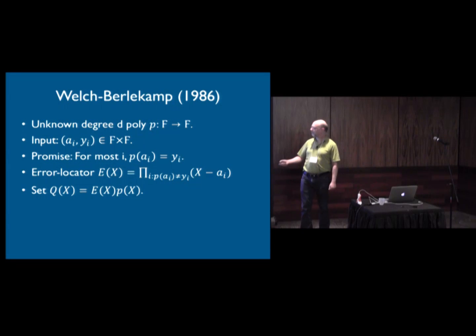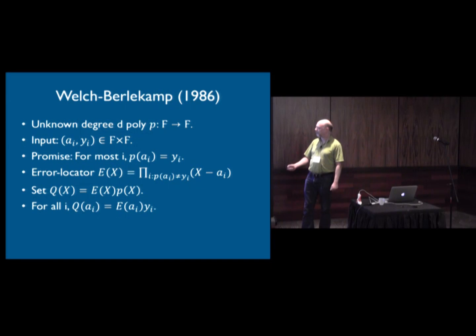And why is that helpful? Well, let's set Q to be the error polynomial times the original polynomial. Now we have an equation that holds for all i. I claim for all i, Q of a_i equals E of a_i times y_i. Why is that? Well, if a_i is not an error, then Q of a_i is E of a_i times P of a_i, and P of a_i equals y_i, so these are equal. On the other hand, if a_i corresponds to an error, then E of a_i is 0. So Q of a_i is 0, and this right side is also 0.